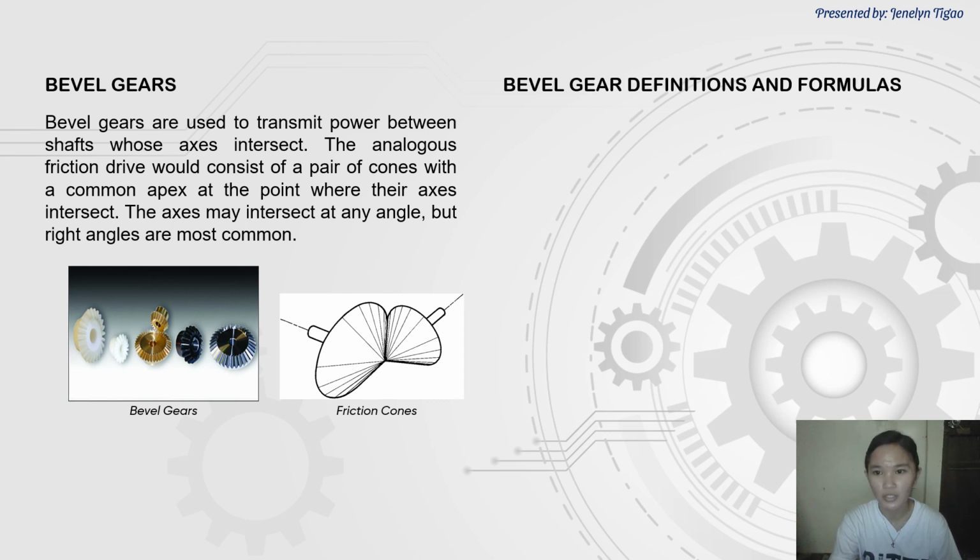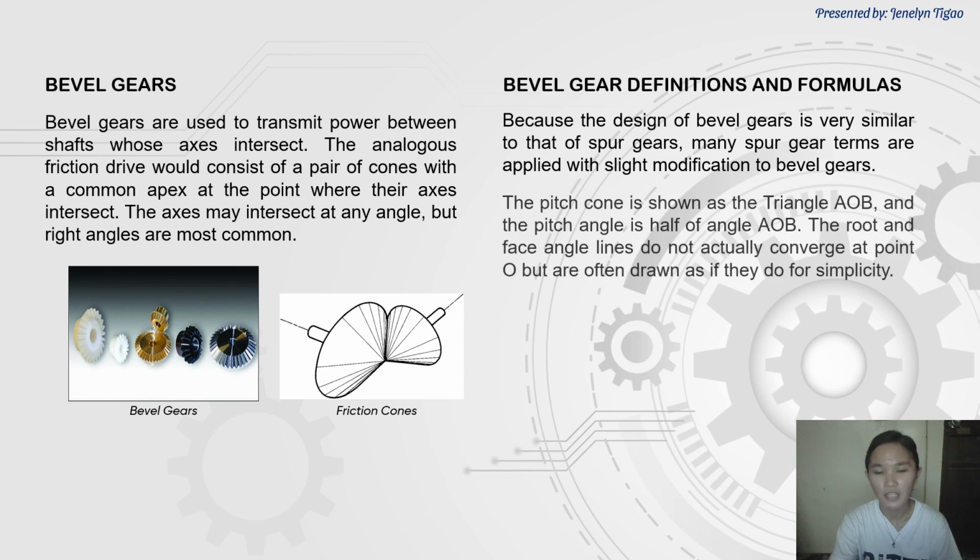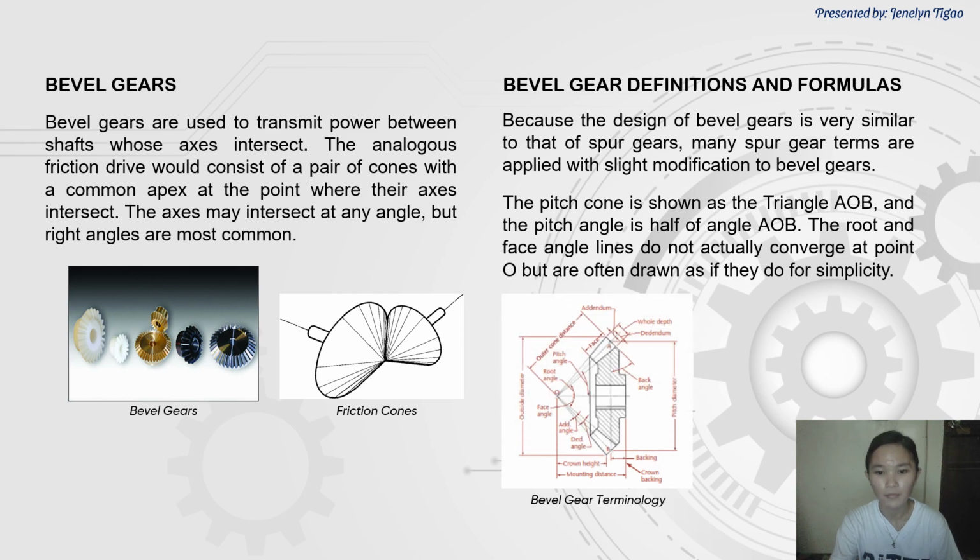Bevel gear definitions and formulas. Because the design of bevel gears is very similar to that of spur gears, many spur gear terms are applied with a slight modification to bevel gears. The pitch cone is shown as the triangle AOB and the pitch angle is half of angle AOB. The root and the face angle lines do not actually converge at point O but are often drawn as if they do for simplicity. So these are the examples of bevel gear terminology and the formulas.